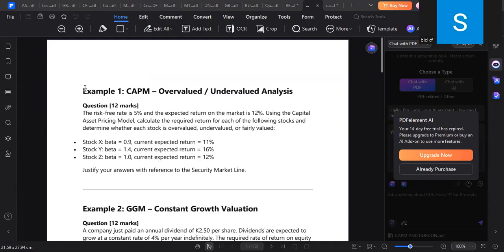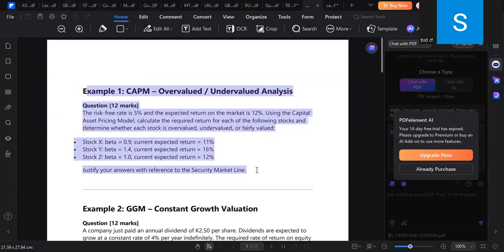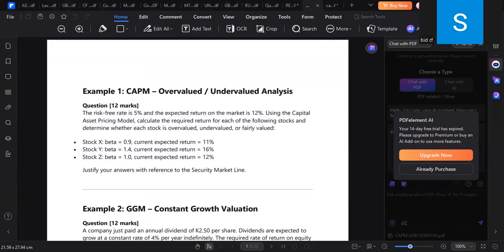So we're given these particular coordinates, so to say. So what can we do on the first part? We need to know whether it's overvalued or undervalued. So we're given the risk-free rate, 5%, market return, 12%. So we need to calculate for each of them the required return of the stock. So we can start with stock X.